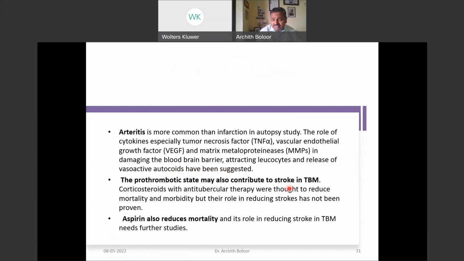Arteritis could be secondary to various cytokines like TNF, VEGF, or MMPs. The prothrombotic state per se of tuberculous meningitis can worsen after starting the anti-tubercular therapy. That's why steroids are added. And aspirin again reduces the mortality, and the morbidity also can be reduced. So it's recommended to start aspirin also.